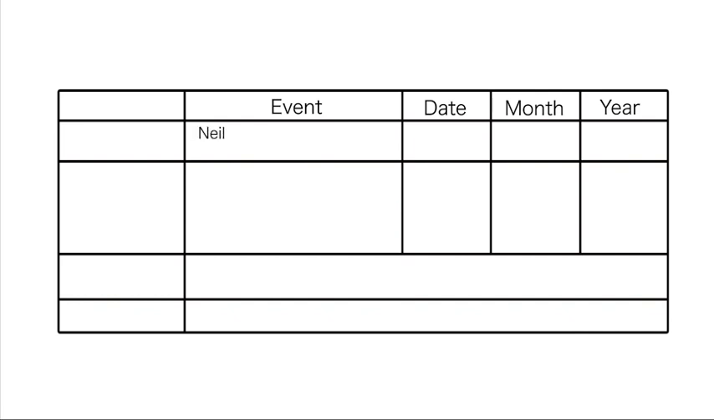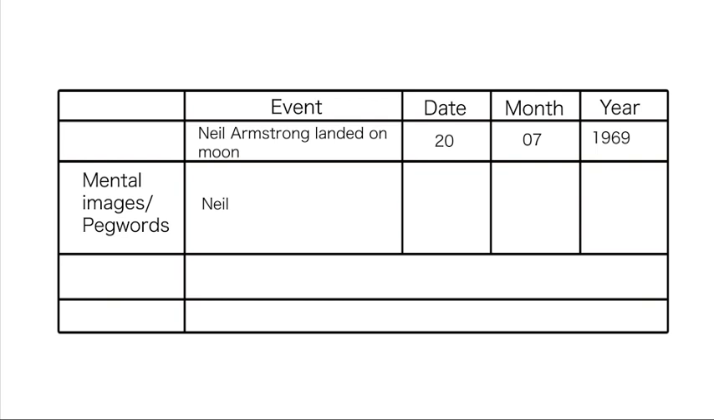Event: Neil Armstrong landed on moon. Date: 20th. Month: July. Year: 1969. Mental images or peg words. For Neil Armstrong, it is moon. Peg word for 20 is nose. Peg word for 07 is sack. Peg word for 19 is tub. And peg word for 69 is G.